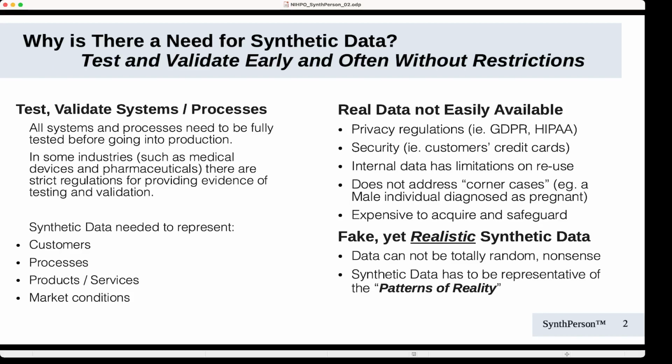On the other hand, real data is not easily available, especially in the case of people, persons, and due to privacy regulations, due to security. Also, internal data has limitations on reuse, and sometimes real data does not address corner cases. For example, a male individual diagnosed as pregnant. Therefore, many industries need fake yet realistic synthetic data. And that's what we're going to show today, how we build that synthetic person.